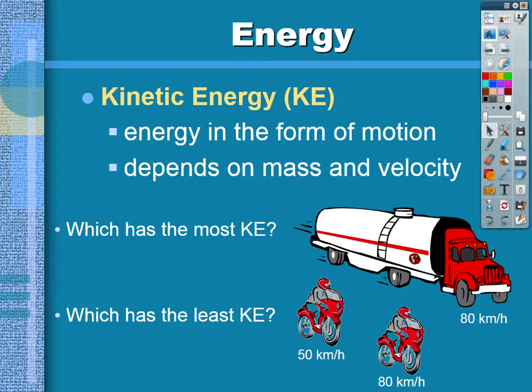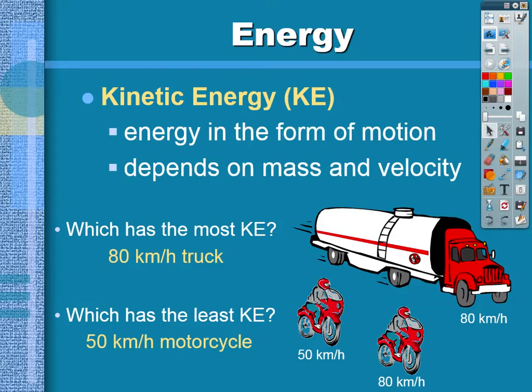I'm going to show you a formula later to clearly show you that mass and velocity are used to calculate kinetic energy. But if I look at this quick example, which of these objects has the most kinetic energy? Well, it would be the one that's the fastest and the one that's largest. In that case, it would be the truck. Even though it's the same speed as the 80-kilometer-an-hour motorcyclist, we can obviously assume the truck is much more massive. So the 80-kilometer truck would have the most kinetic energy. The slower motorcyclist would have the least amount of kinetic energy.